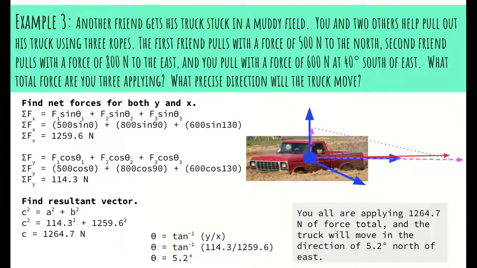Now we have the magnitude of the force, and we need to find the angle. In this case, you would use your tangent function and rework that to solve for the angle. You're going to be plugging in the y and the x values that you calculated as your net forces to find the angle. This is a very small angle in this one. So your final answer is that you are all applying 1,264.7 newtons of force, and the truck will move in the direction of 5.2 degrees north of east.